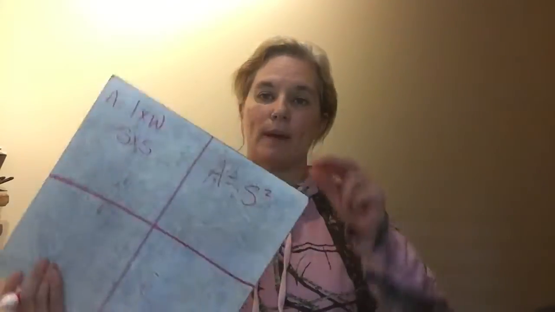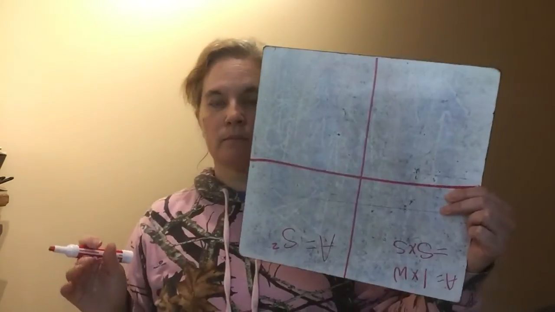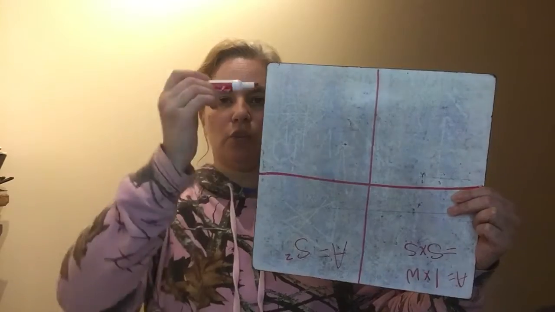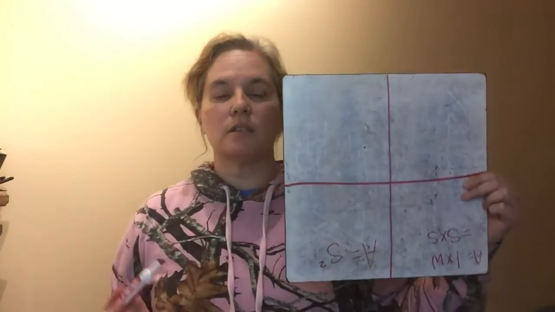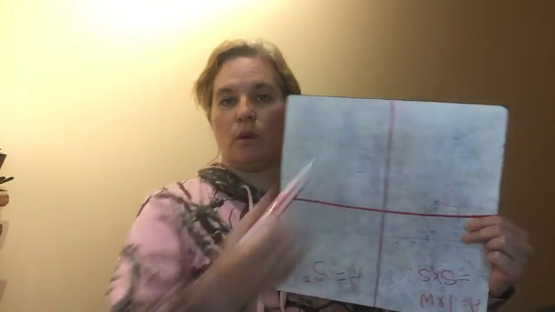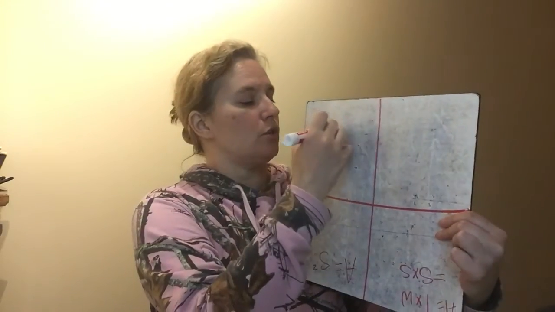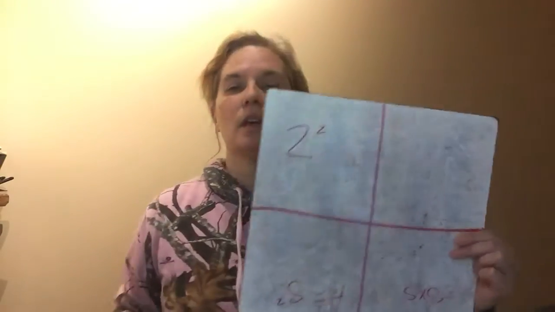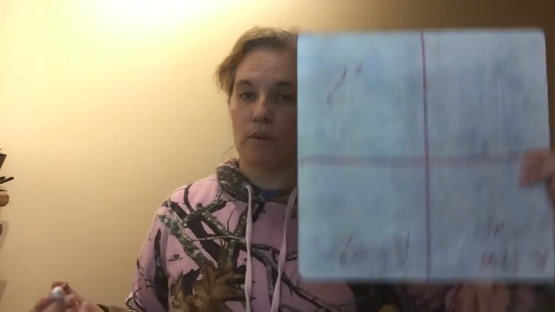So, let's go back to our square. And we've got 2 up and 2 across. So that's 2 times 2, or 2 squared. 2 times 2 equals 4. This is 4 square units.